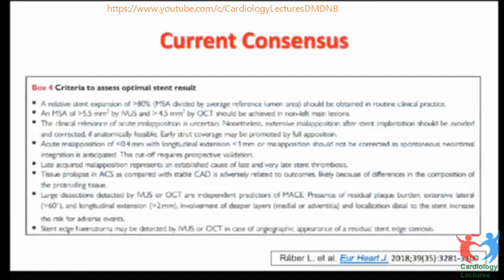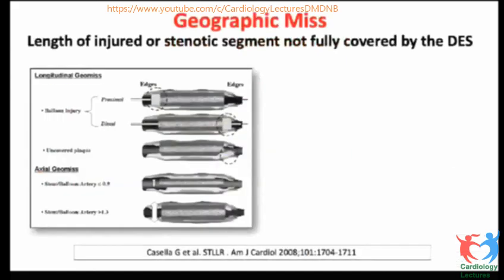So what does the guideline recommend? The guideline recommends not to address any malapposition which is less than 0.4 millimeter in diameter or extending less than 1 millimeter. So you should not try to address this one. Anything more than this, you try to correct it with further balloon dilatation. Okay. And what about geographic miss?